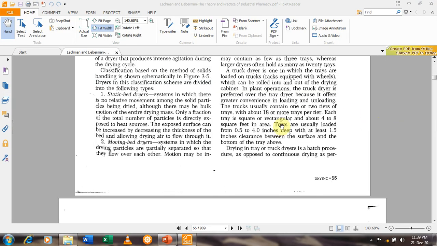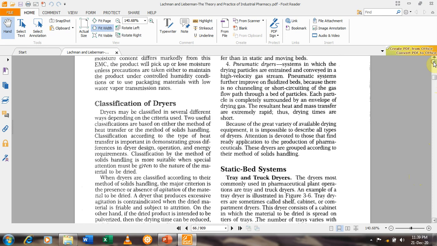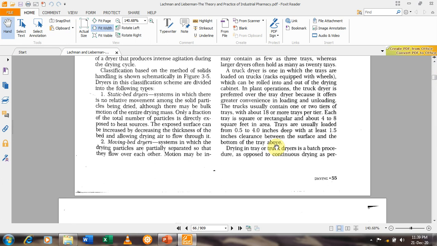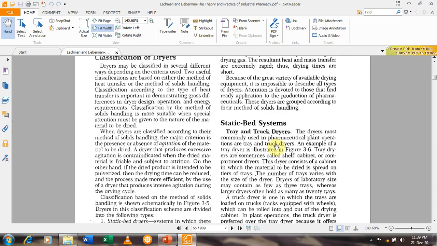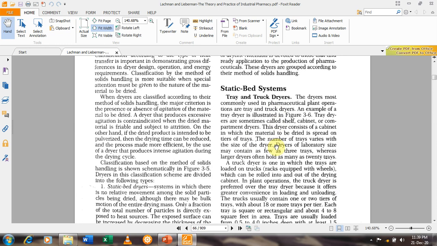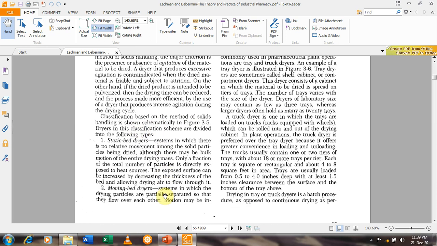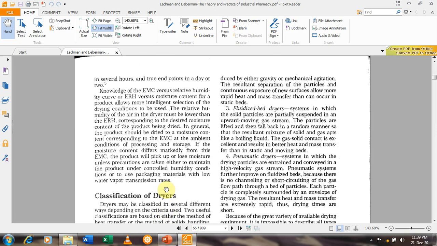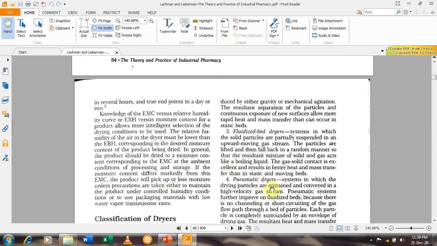Books, the Lachman. The classification of the dryers, you can see on page number 55. One of the classifications is on the method of solid handling, including static bed, moving bed, fluidized bed, and pneumatic dryer systems.